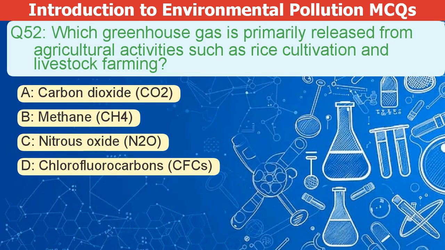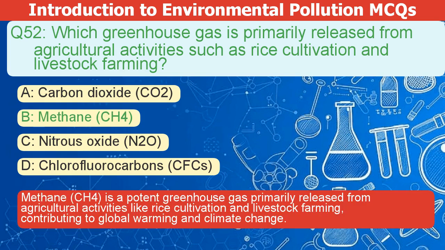Which greenhouse gas is mainly released from farming like rice growing and raising livestock? A. Carbon dioxide. B. Methane, CH4. C. Nitrous oxide, N2O. D. Chlorofluorocarbons, CFCs.